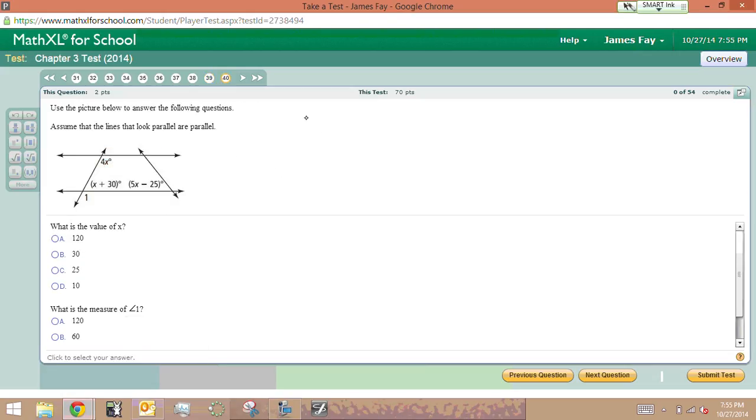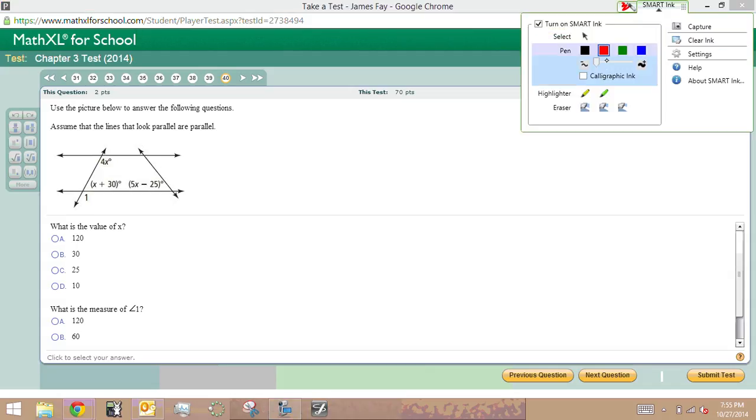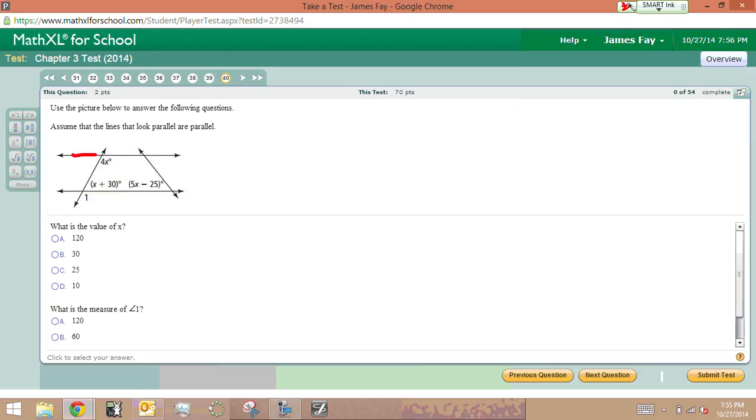This is pretty much the same type of question. So assume that the lines that look parallel are parallel. So that's talking about the top and bottom lines. That's parallel to that. If we use that transversal there, that's telling us that 4x and x plus 30 are going to be supplementary angles. So we're going to say 4x plus x plus 30 equals 180. That's 5x. Will end up being equal to 150. X then is going to be 30. So that's that option there.